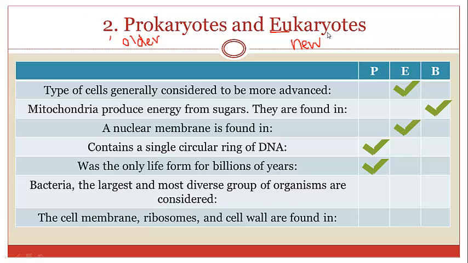Bacteria, which is the largest and most diverse group of organisms, those are considered prokaryotic cells. The cell membrane, ribosomes, and cell wall are found in both prokaryotic and eukaryotic cells. The cell membrane is responsible for regulating what enters and exits the cell, so all cells need that in order to maintain homeostasis. Ribosomes are involved with protein synthesis. All cells need some way to read the DNA and read that code so they can make proteins. And cell wall is found in both eukaryotic plant cells as well as prokaryotic bacterial cells.